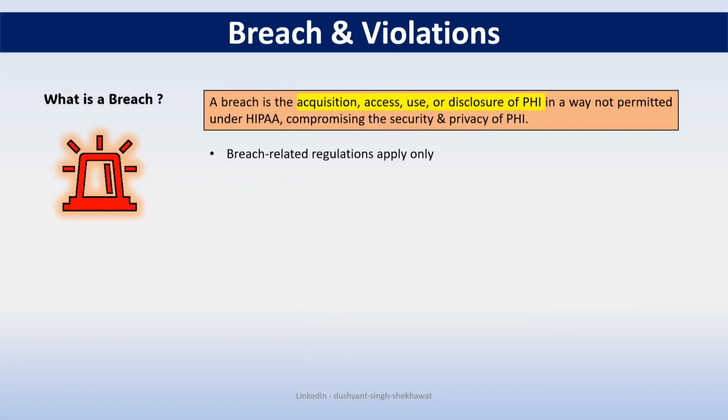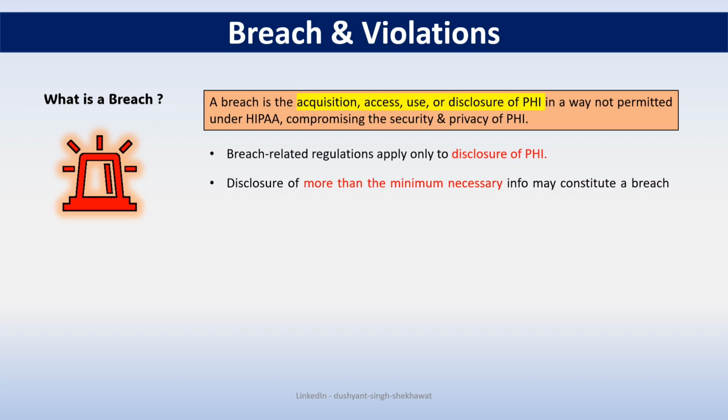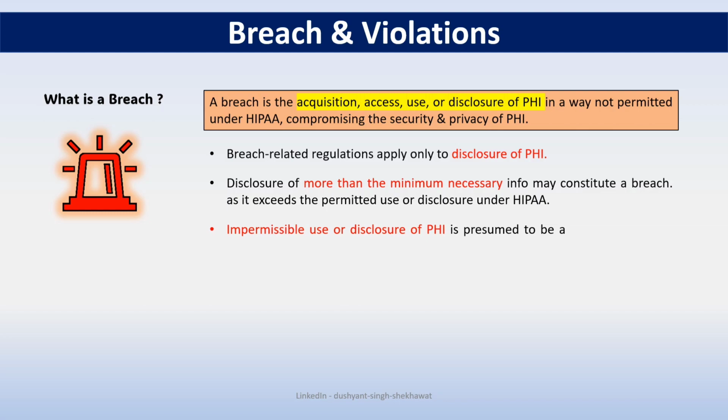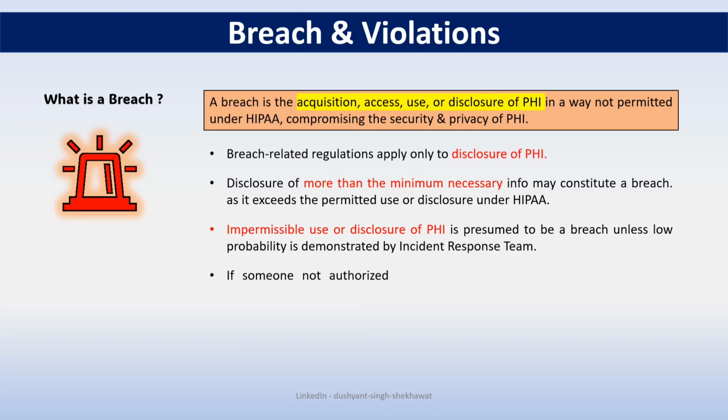Breach related regulations apply only to disclosure of PHI, and disclosure of more than the minimum necessary information may constitute a breach as it exceeds the permitted use or disclosure under HIPAA. Impermissible use or disclosure of PHI is presumed to be a breach unless low probability is demonstrated by the incident response team. If someone not authorized accidentally accesses PHI, it is considered an impermissible disclosure and a potential breach.